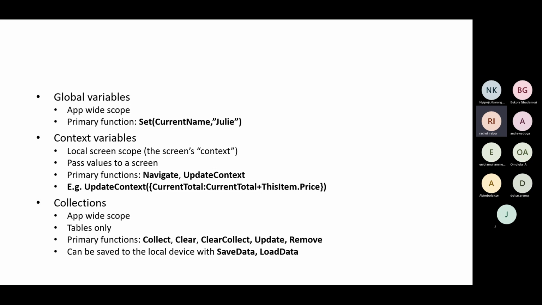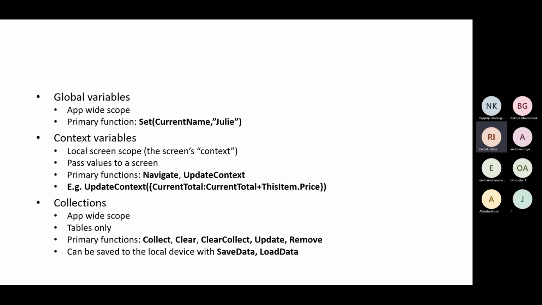We have Set, CurrentName. So this CurrentName we are seeing here is actually the variable. So we have our global variable, which you can use anywhere in your application. Then we also have the context variable, which you can use to pass values to a screen.